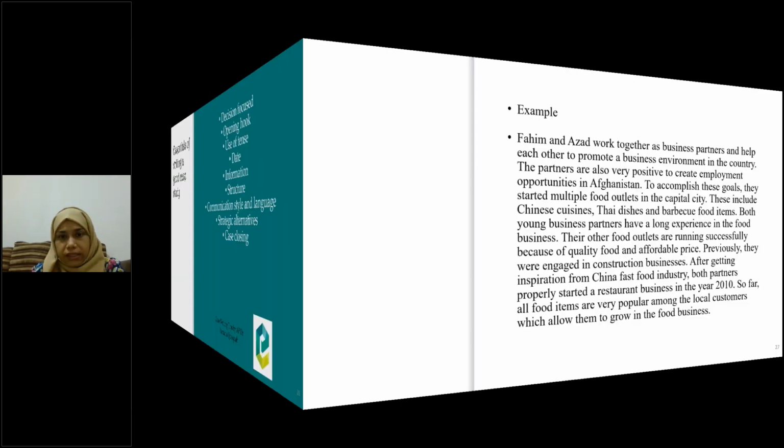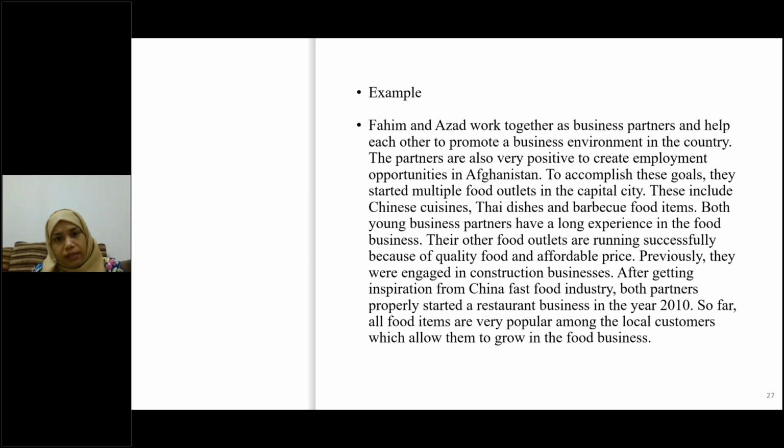This is something we can see as an example. You can read with me: there are two persons, Fahim and Azad. It is about them and their venture into the food business. So when we are talking, just a minute.